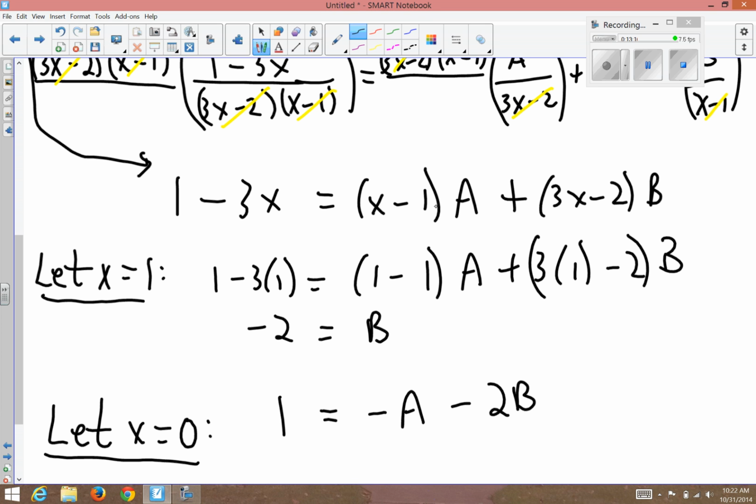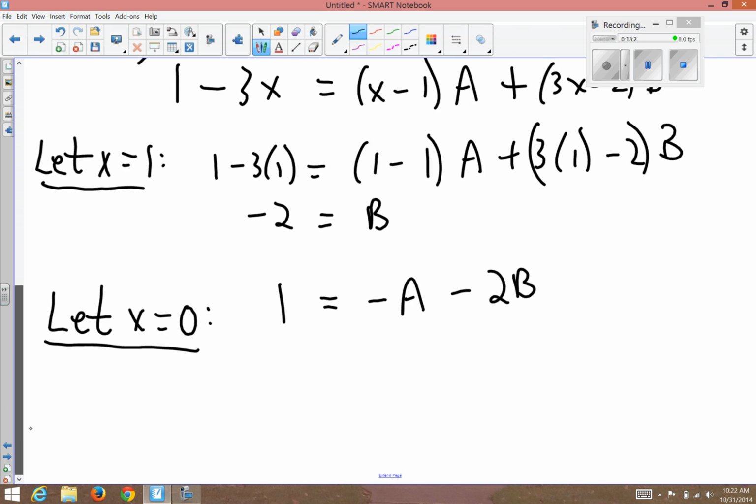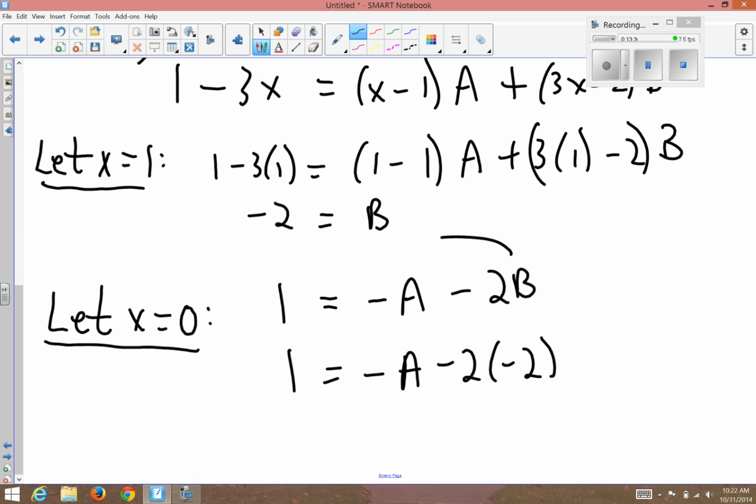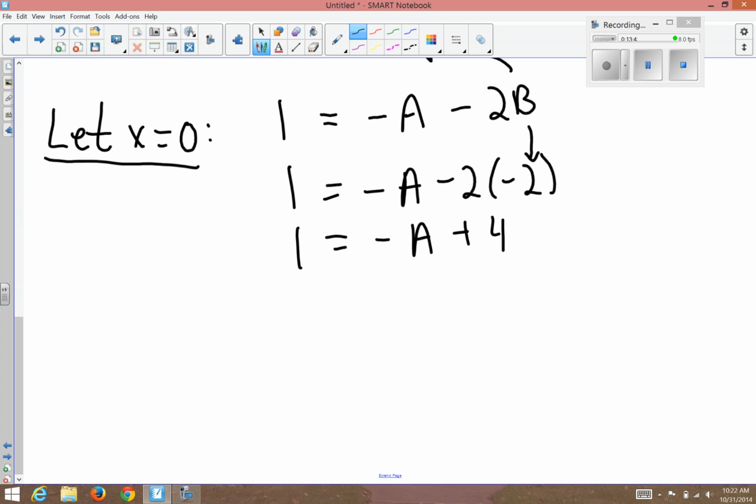Because 0 minus 1 is negative 1a. 0 minus 2 is negative 2b. And the thing is, right here, the b can be replaced with negative 2. You just get that right there. 1 equals negative a plus 4. Negative 2 times negative 2 is positive 4. I'm going to add a to both sides and subtract 1 from both sides. A equals 3.